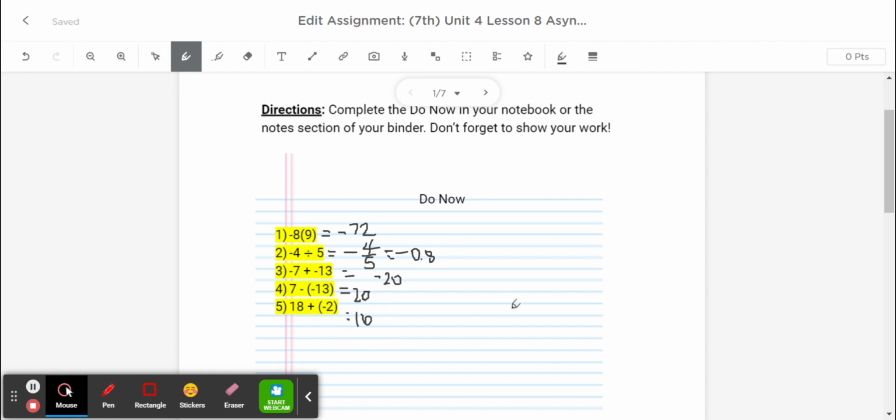If you have questions about any of these problems, please send me an email. We will have a foundational learning target quiz on these questions tomorrow.